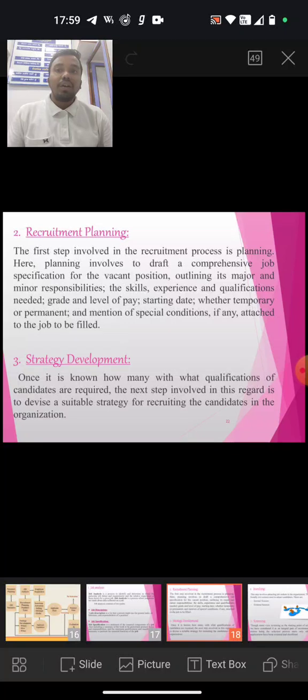Strategy development. Once it is known how many candidates are needed and with what qualifications, the next step involves devising a suitable strategy for recruitment of candidates for the organization.